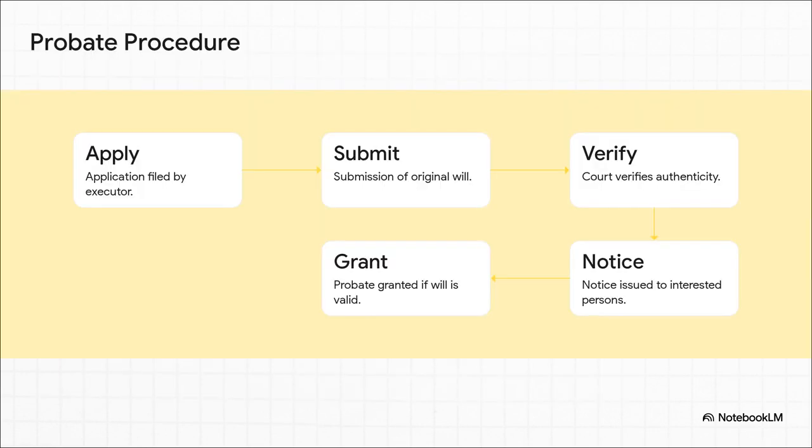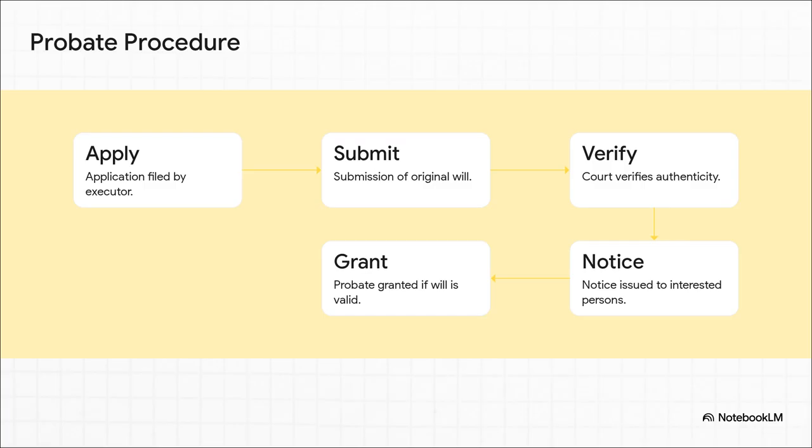Let's review the probate procedure. 1. Application filed by executor named in will. 2. Submission of original will. 3. Court verifies authenticity. 4. Notice issued to interested persons. 5. Probate granted if will is valid. Now, make sure you number these sequentially on your exam script. No bullet points here, use numbers.